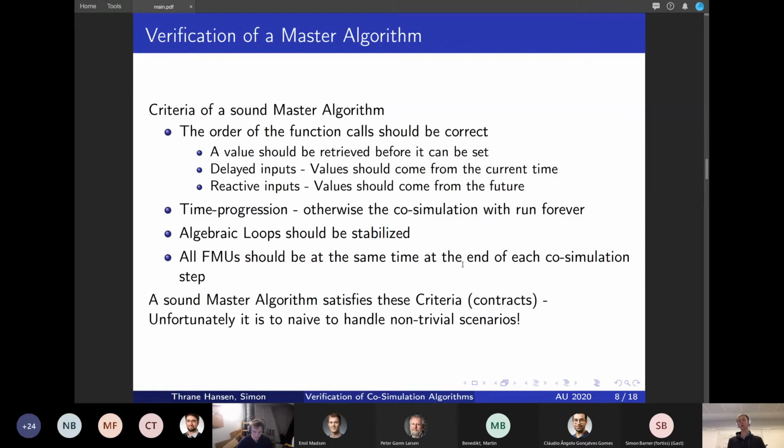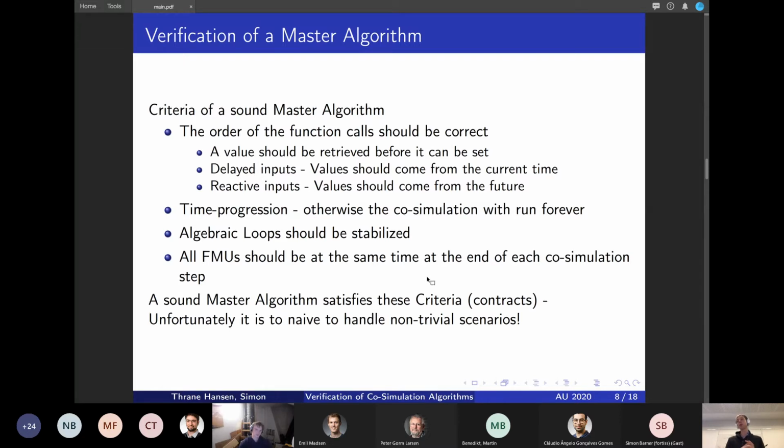So basically, when we know all of this, we can put up some criteria for what a sound master algorithm is. As we saw, the order of the function calls in the master algorithm should be correct. It means obviously that a value should be retrieved from one FMU before we could set it on another FMU. And when we talked about interpolation and extrapolation, it's referring to the input types of an FMU. So the delayed input port means an FMU is using extrapolation, and reactive means that it's using interpolation.